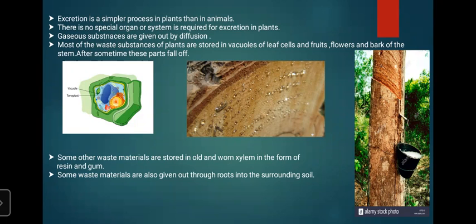Diffusion means, as we know, the movement of anything from a higher concentration region to a lower concentration region. So excretion is simpler in plants than in animals. Excretion in plants takes place in the vacuole, flowers, fruits, and bark of stem. So after some time, when it gets full, it will fall off.